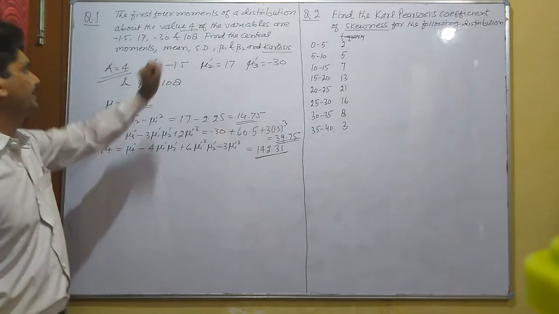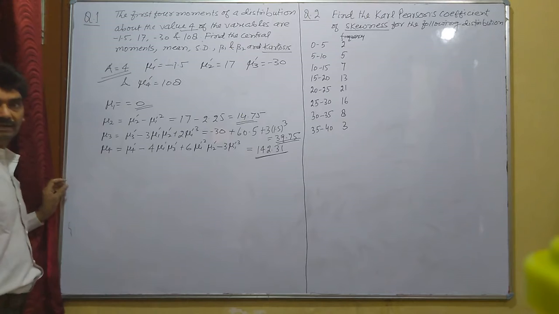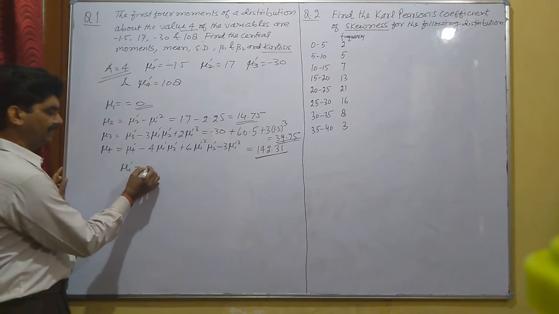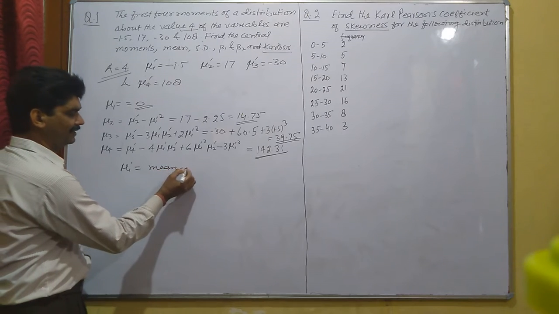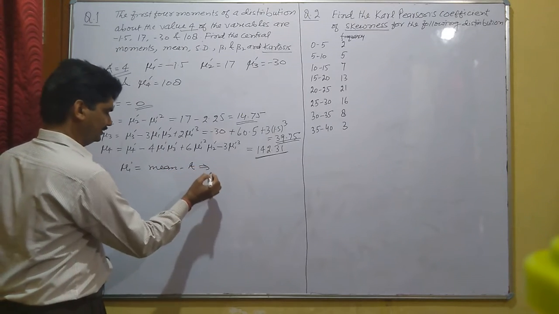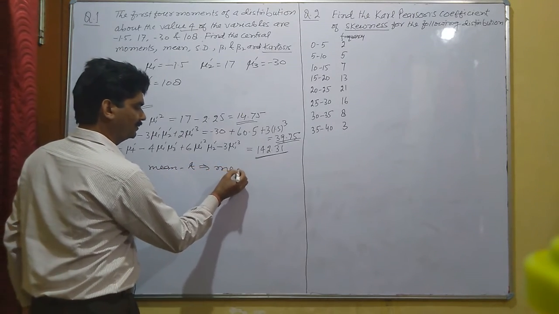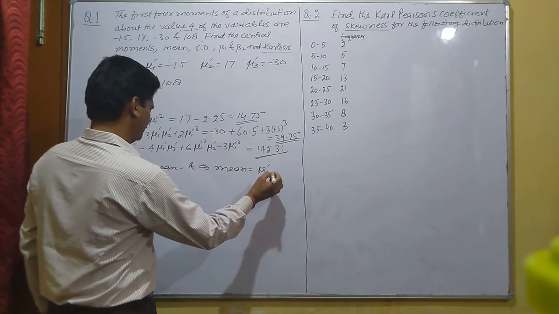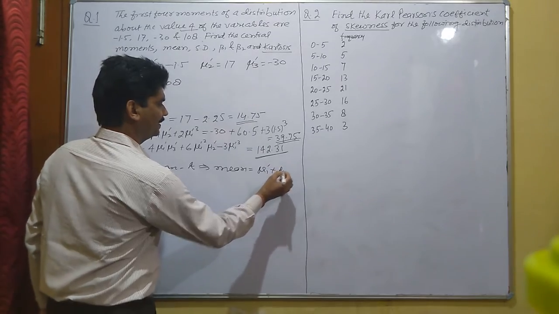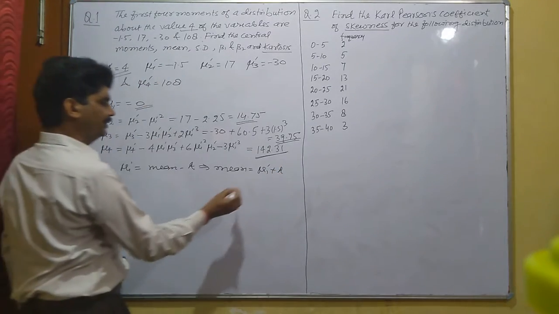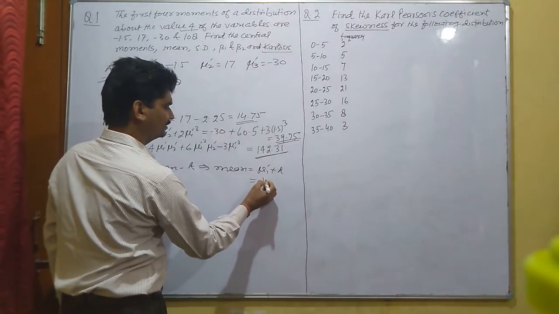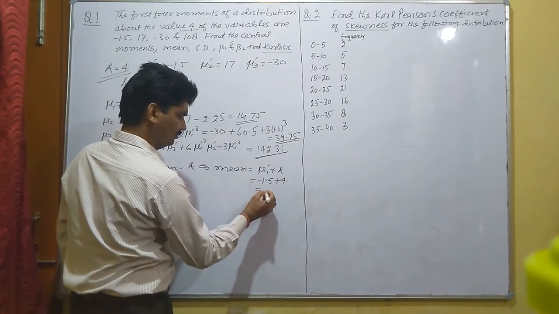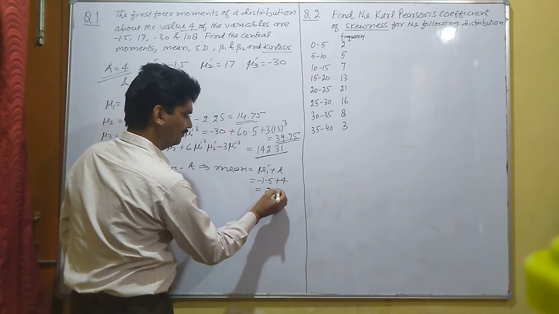It is also asked to find the mean. There is a formula: mu1 dash equals mean minus A. So this implies mean equals mu1 dash plus A. Mu1 dash is minus 1.5 and A is 4, so the mean comes to 2.5.